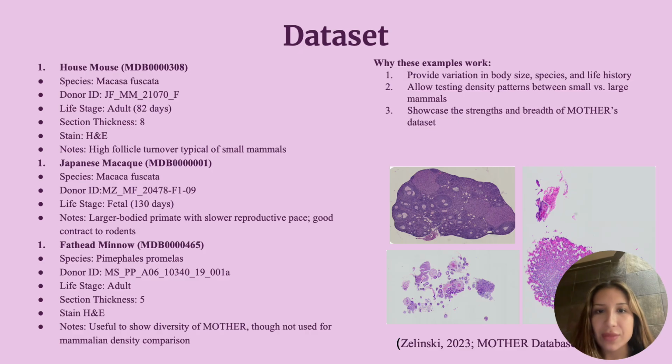First, the house mouse, an adult specimen showing high follicle turnover typical of small mammals. Second, the Japanese macaque, a larger primate with slower reproductive pace and a lower follicle density. And third, the fathead minnow, which I included to showcase the diversity of the MOTHER dataset, though it won't be part of the mammalian comparison. Together, these examples highlight the breadth of MOTHER's dataset and provide a foundation for cross-species analysis.